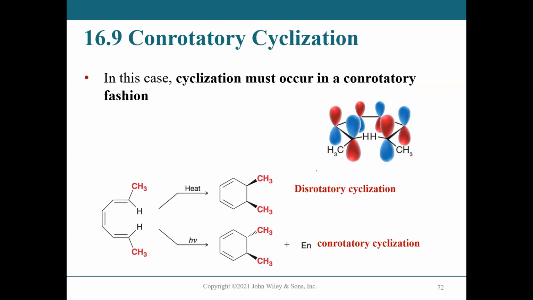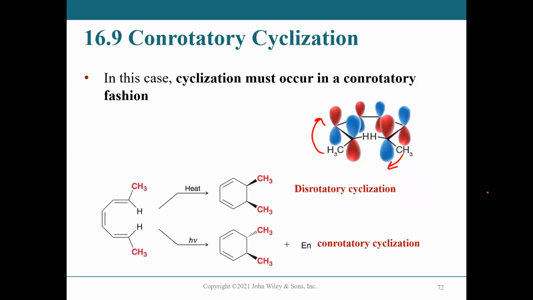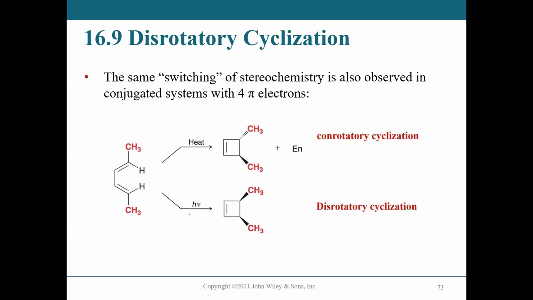We're going to see if this one's going to be coming up. This one's going to be going down. The same switching of stereochemistry is also observed in a conjugated system with 4 pi electrons. So in this system, we had 6 pi electrons, right? You have 2, 4, 6. This one has 4. We have 2, 4. We can get disrotatory and conrotatory cyclization.